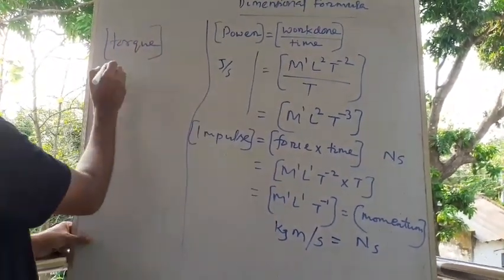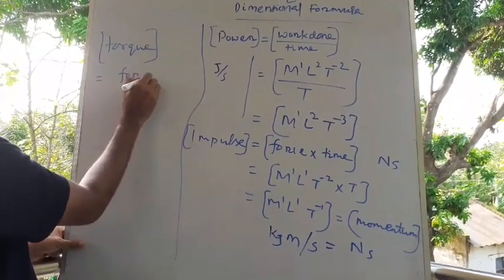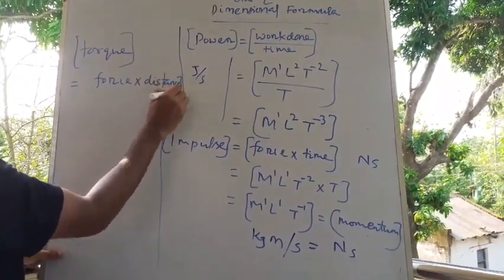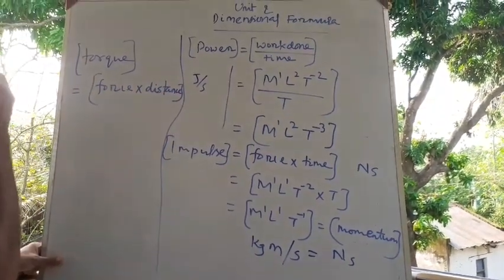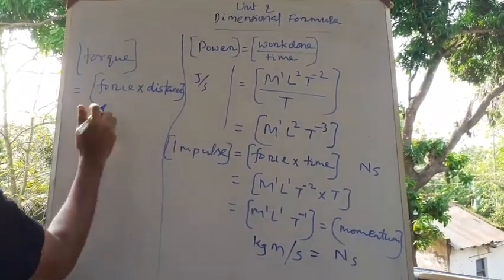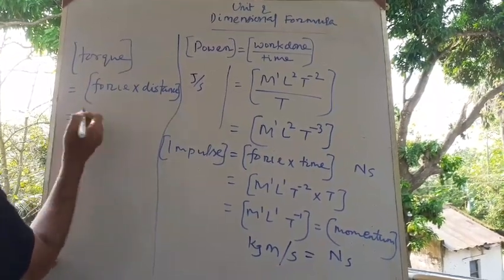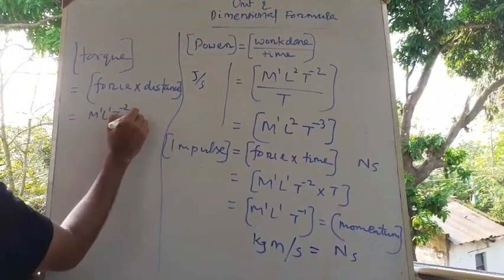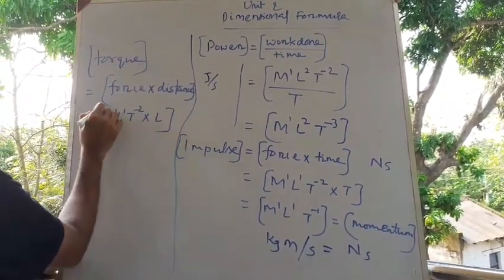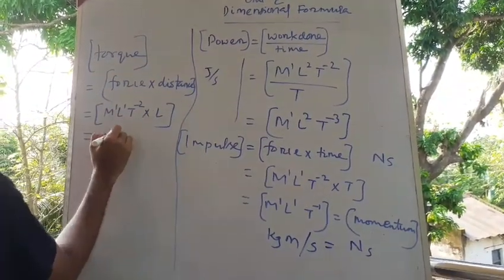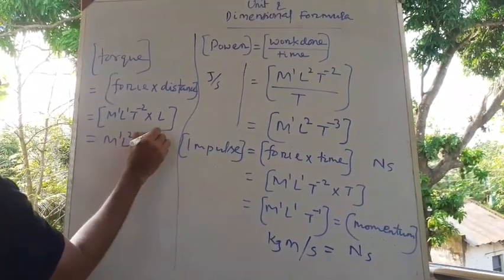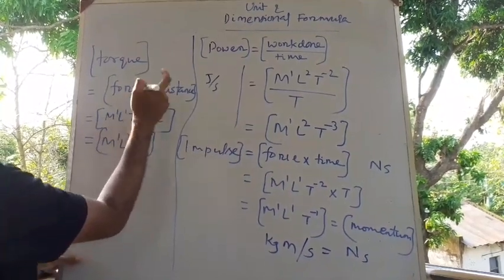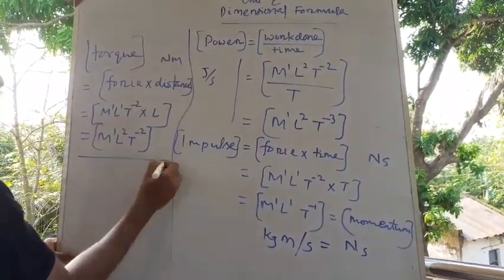So this is impulse. Now the next important derived physical quantity is torque. Torque is nothing but force into distance. I will discuss more elaborately in my future videos when I discuss rotational motion. So torque is force into distance. Force is M1 L1 T minus 2 and distance is L. So it is also the same as work done, M1 L2 T minus 2, and the unit is Newton into meter. So this is torque.